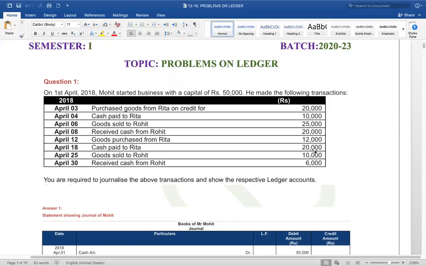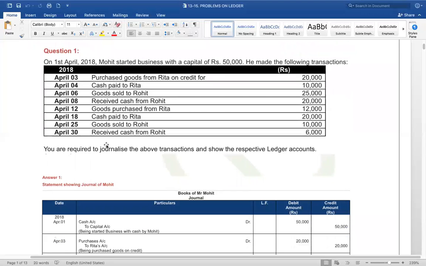Now, what's the question? What you're asked to do, you are required to journalize the above transactions and show the respective ledger accounts. In our first part of discussion, we have done the journalizing process. And now we are doing ledger accounts. We are doing posting. We are practicing how to post in the ledger accounts. What you journalize, you post into ledger accounts. Now he's asking both journalizing as well as ledger.